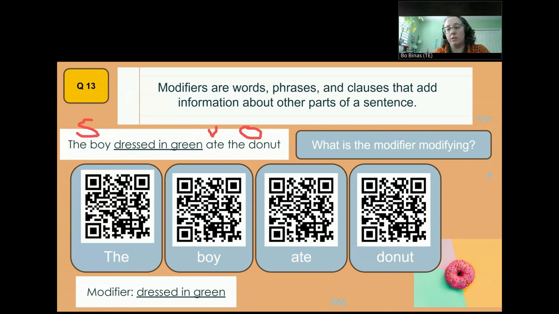So now when we label the subject, verb, object of our sentence, we can easily see what that modifier is, dressed in green. So what is our modifier modifying? So you can ask yourself, what in this sentence is dressed in green? Let me get a timer up here. There we go. What in this sentence is dressed in green?